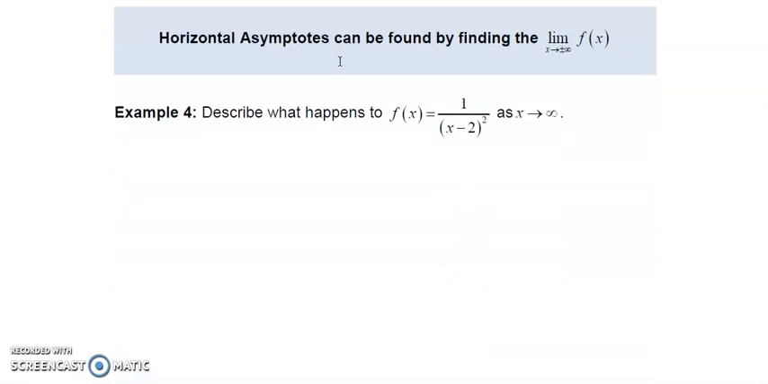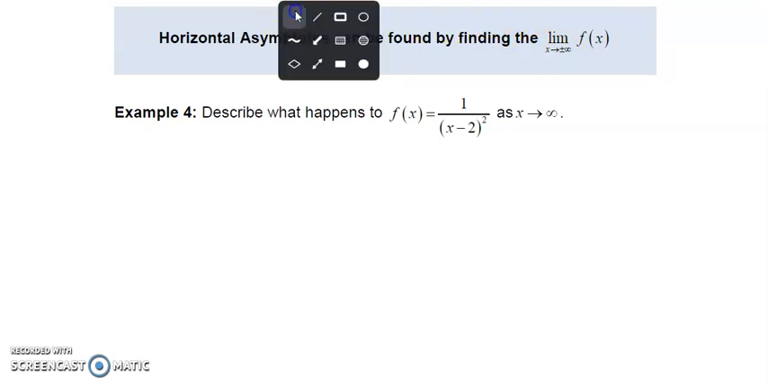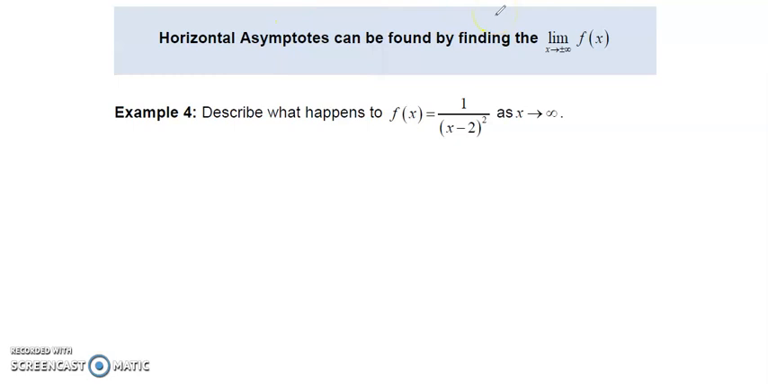Okay, horizontal asymptotes. What we do there is we find the limit as x gets bigger and bigger and bigger, which means it's going to infinity. It's not really necessary to look at it going to positive and negative infinity. Just going to infinity would be good enough. Because if there is a horizontal asymptote, it'll go to that asymptote in both directions. So what we do is we take the limit as x approaches infinity of 1 over x minus 2 squared. And of course what we do there is you just try to plug it in.